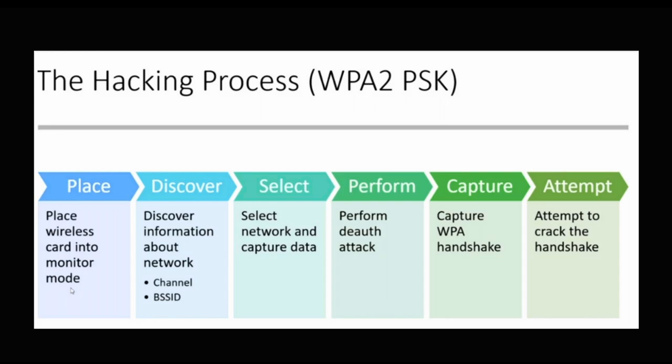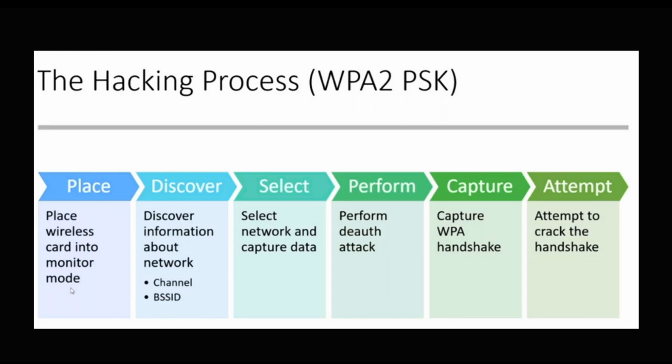Then we go to the discovery stage, in which we start monitoring different networks. And then we decide, if we already have a predefined target, whether the target is within our range or not, or if we don't have a target, we can determine a target based on the information we get when we put the card into monitor mode and start eavesdropping on the network communication in the air.